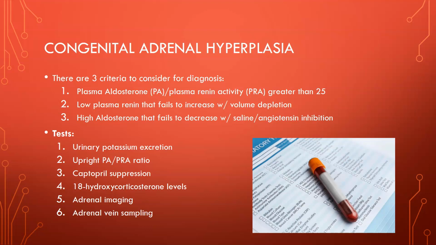If you have low plasma renin that fails to increase with volume depletion, that is an indication. And if you have high aldosterone that fails to decrease with saline or angiotensin inhibition, you should also suspect congenital adrenal hyperplasia. So the tests that you run to assess that would be, you need to check the urinary potassium excretion, the upright PA to PRA ratio, so the aldosterone to renin activity ratio, captopril suppression, 18-hydroxycorticosterone levels, adrenal imaging, and adrenal vein sampling.